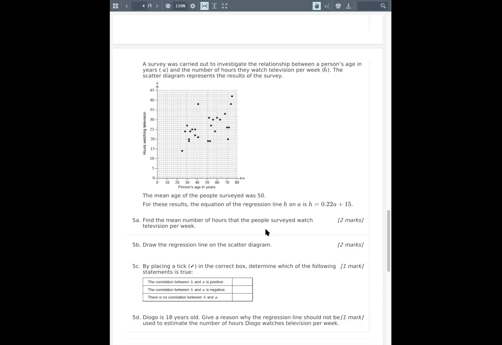So pretty much because Diogo is, we're going to call him Diego for convenience. You have 2 minutes, by the way. Oh, okay. So because he's 18 years old, the entire data set, the lowest age is 20 and above. So because Diogo is 18 years old, that's outside of the data set. So that would be considered an extrapolation.